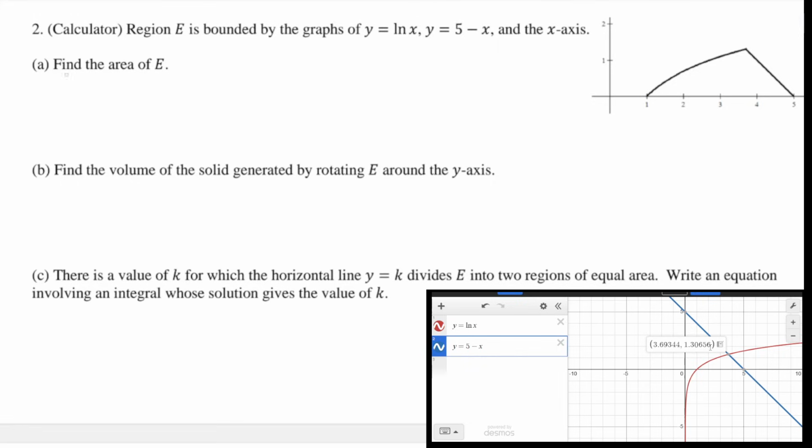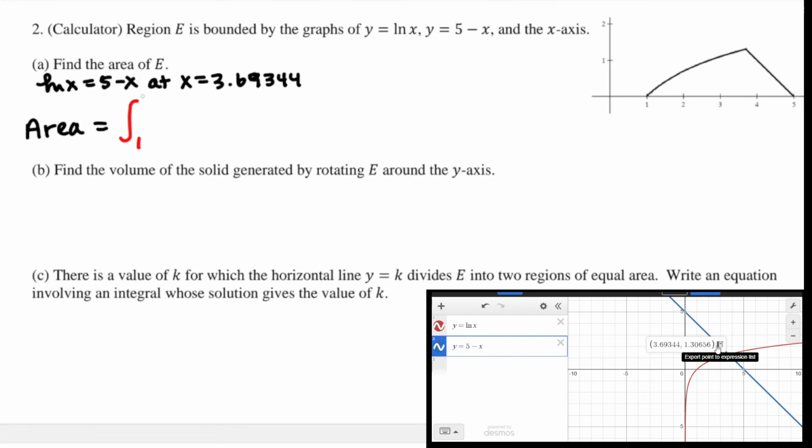So if I was going to do it with respect to x, I would need to say log x equals 5 minus x at x equals, solve that equation, 3.69344. Right, and then I'm going to say that area is going to equal, okay, first I'm going to integrate on red. And that started at x equals 1 and ends at 3.69344. And red was y equals log x.